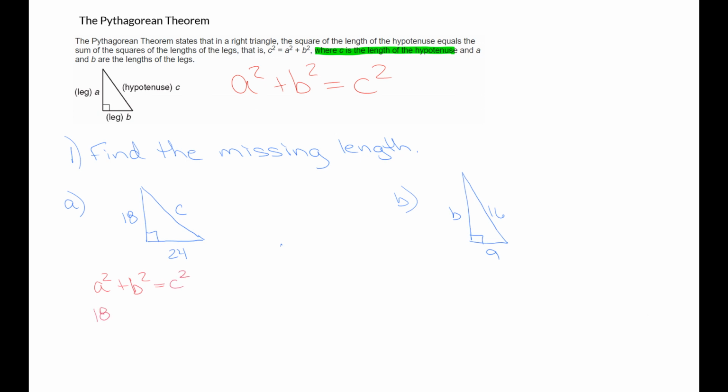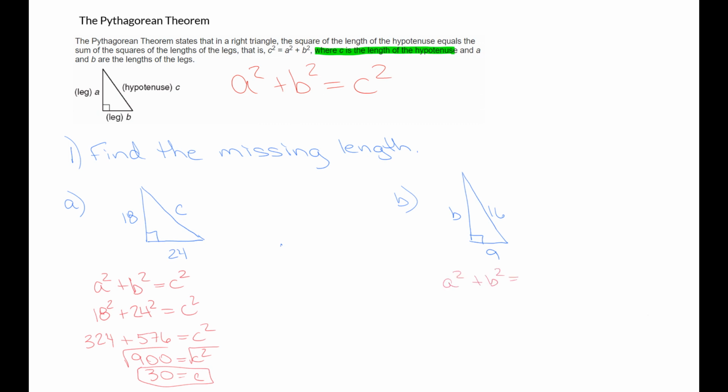So let's just say 18 is A, 24 is B, and we're looking for C squared. So 18 squared is 324. 24 squared is 576. If I add those together, I get 900. So I don't want c squared, I want c. To find that, I have to take the square root of both sides. So I get c equals 30. And that's my answer.